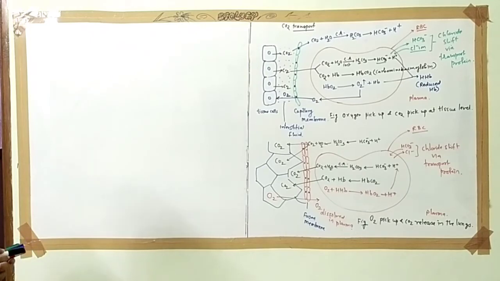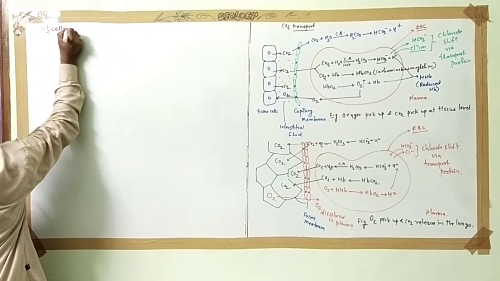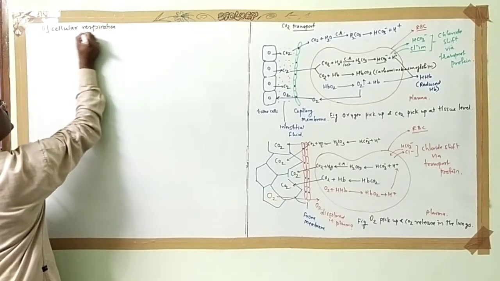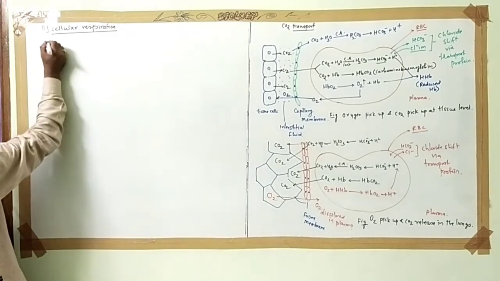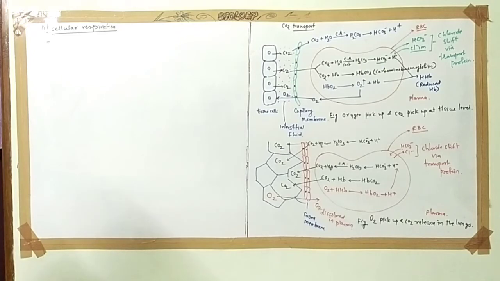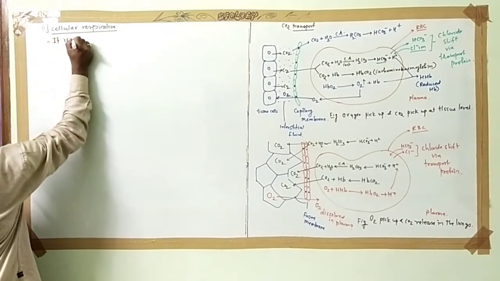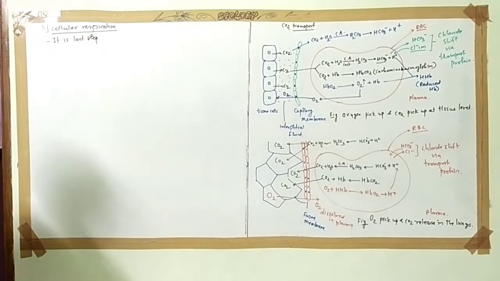Then next respiration, that is the type of respiration, cellular respiration. That is the deep part. Cellular respiration means the respiration which takes place inside the cell. It is the last step in respiration taking place inside the cell.